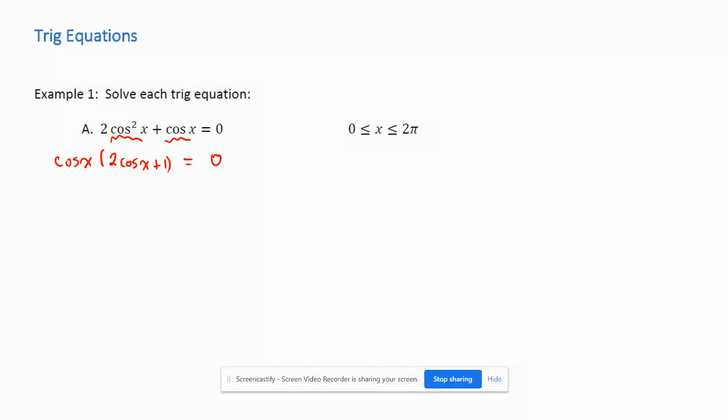Okay. So once we solve this, we have cos x times 2 cos x plus 1. This tells us that either cos x equals 0 or 2 cos x plus 1 equals 0. A bit of work over here. I'm going to subtract 1, divide by 2. That means cosine x equals negative 1/2. Okay. Now, our domain is in between 0 and 2 pi.